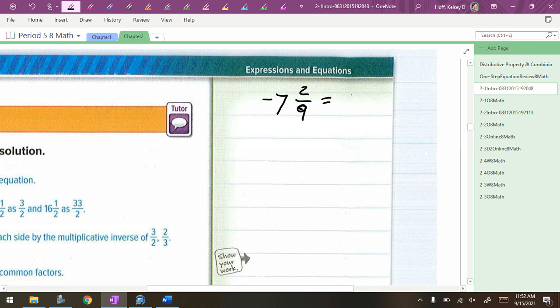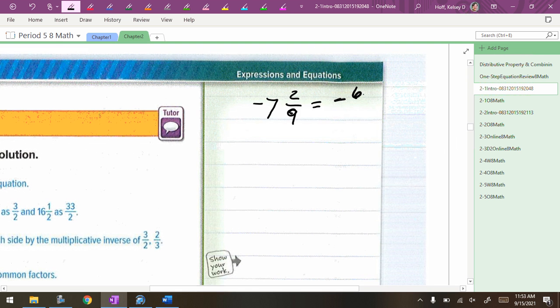7 times 9. 63. Add your numerator. 65. Negative 65 over, what's my denominator? Isaiah? 9. It stays 9. People always make a mistake when it's a negative, so just ignore the negative, still multiply and add those together.